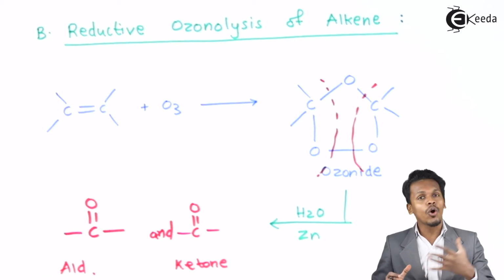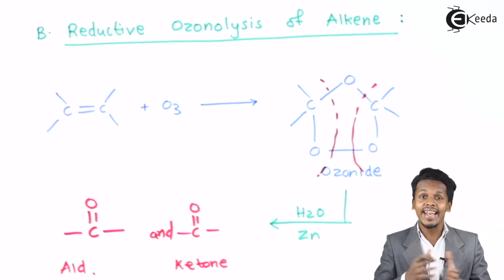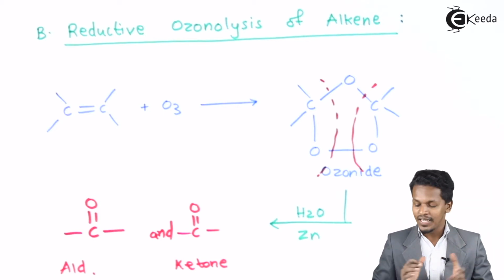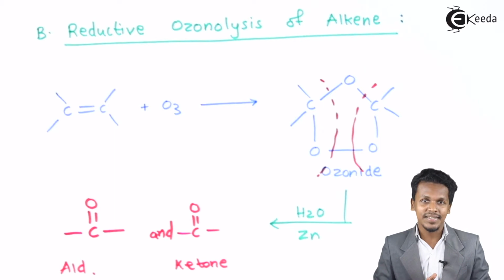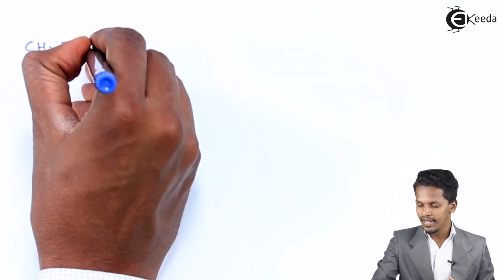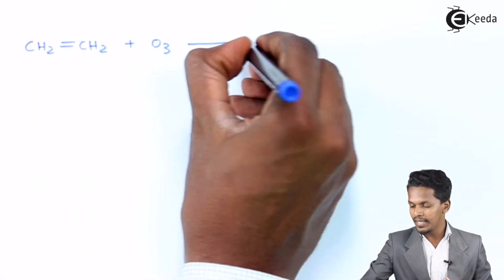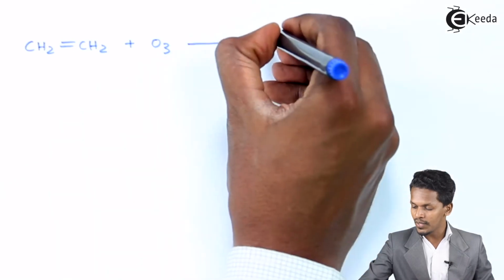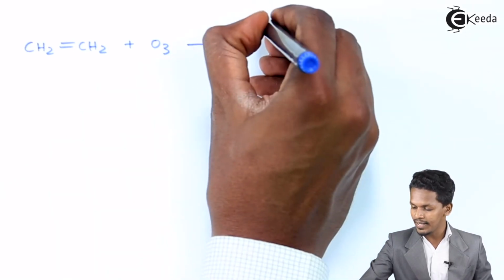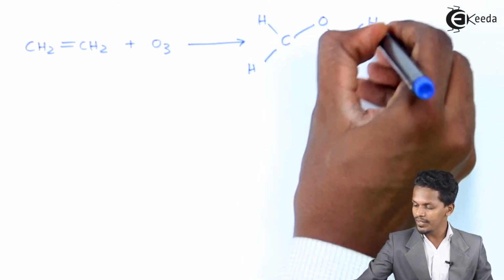So let me explain how we can prepare an aldehyde, how we can prepare a ketone, and how we can prepare aldehyde and ketone in the same reaction mixture. Let me discuss the first example, the ozonolysis of ethene. That is what I am going to represent over here, CH2 double bond CH2. And suppose it undergoes the ozonolysis process, so obviously ozonoid will be formed. Therefore the product that we could get here is an ozonoid.